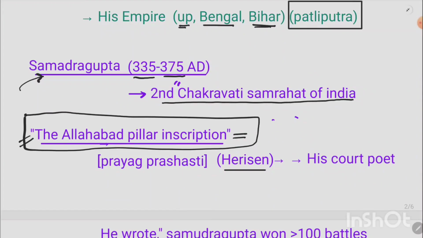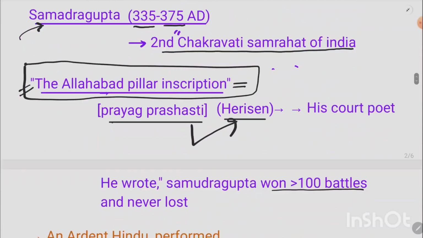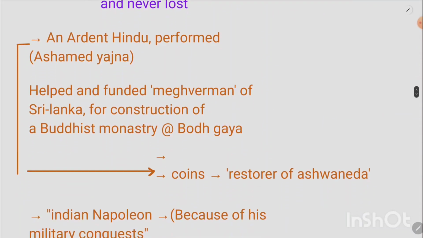This was the inscription in which the famous Prayag Prashasti is found, which was written by Hari Sen, and in this Prayag Prashasti, Hari Sen mentions the achievements of Samudragupta. Now, Samudragupta was a very ardent Hindu. He was an ardent follower of Vaishnavism, and to celebrate that, he is believed to have performed the Ashwamedh Yajna.